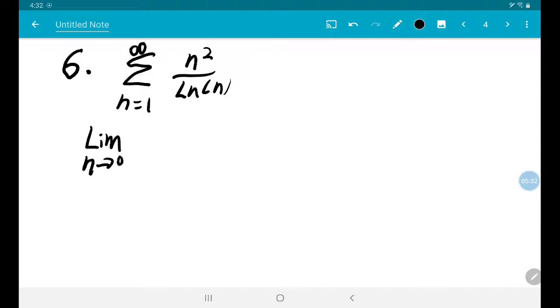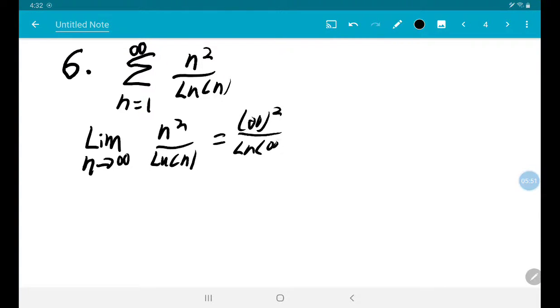So our nth term test says I'm going to take the limit as n approaches infinity of n squared over ln of n. Well, if I do that, that's going to give me basically infinity squared over ln of infinity, which you say, well, what is that? Well, ln is a graph that looks something like this.